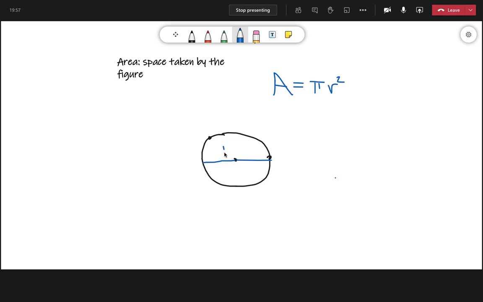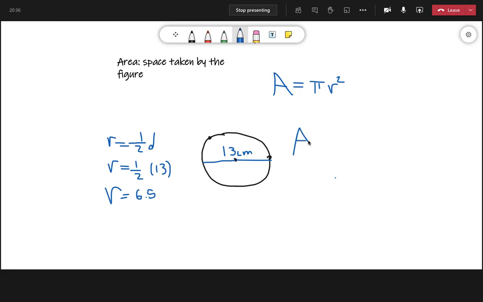Let's say 13. This time, we are only given the diameter. We do not know what our radius is. So the first thing we need to do is figure out our radius. Well, we know the radius is equal to 1/2 the diameter. So r is going to equal 1/2 times 13. So we're going to do 13 times 1/2. And that's going to give us, the radius is going to be 6.5.